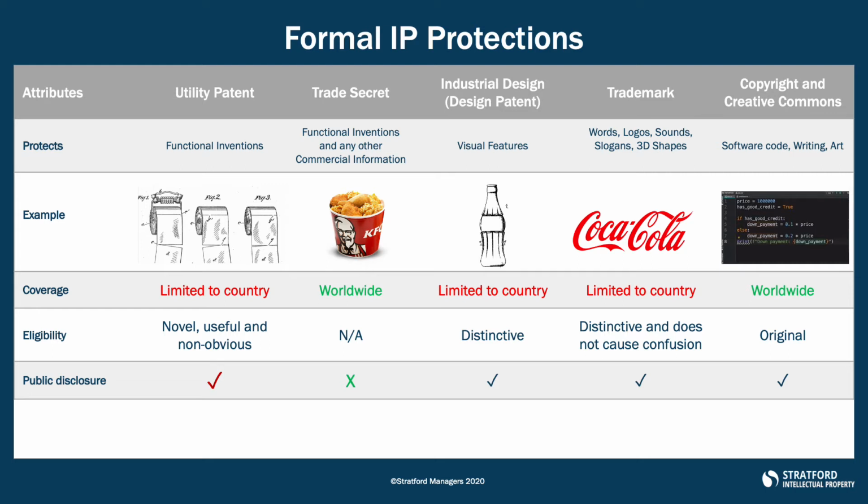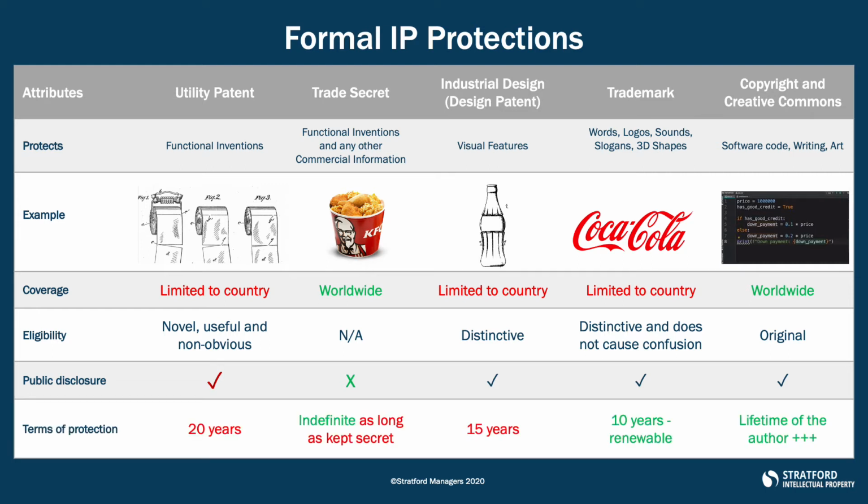Finally, the term of protection varies from one type of IP to the other. Trade secrets, trademarks, and copyrights provide almost indefinite protection, while utility patents and industrial designs have finite terms of protection. Once formal protection expires, the invention enters the public domain and becomes available free of charge and without consequences of infringement.